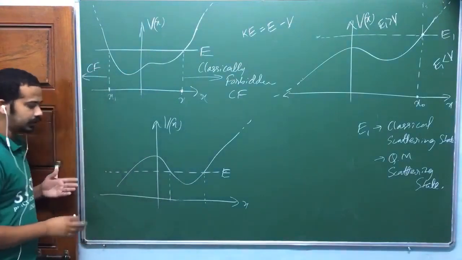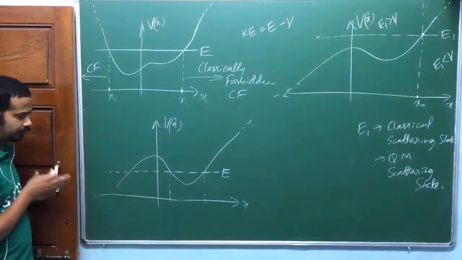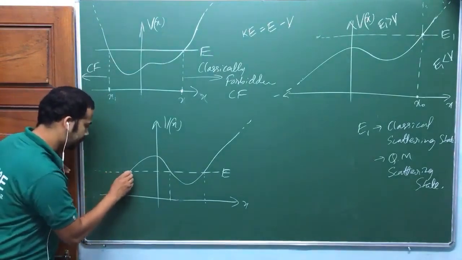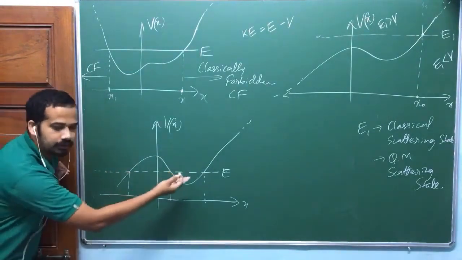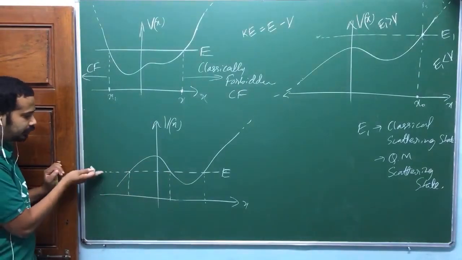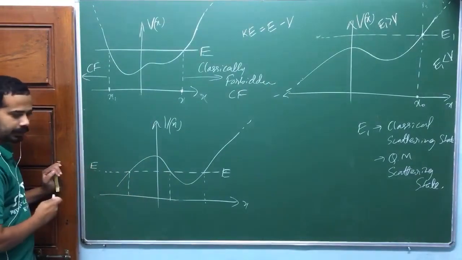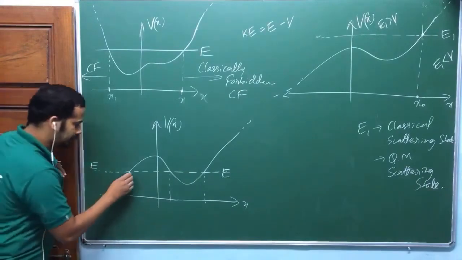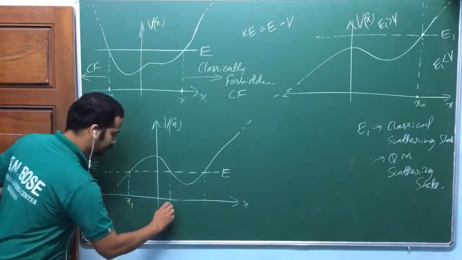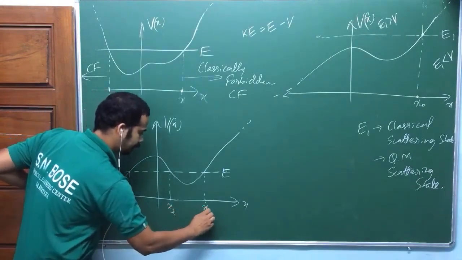If you shoot the particle, classically, from minus infinity towards this one, what will happen? The particle can come up to here and it will go back. It will not go here at all. If you shoot the particle with this energy from negative x, it can come up to here and it will go back, isn't it? This is one of the turning points, x1, x2, x3.